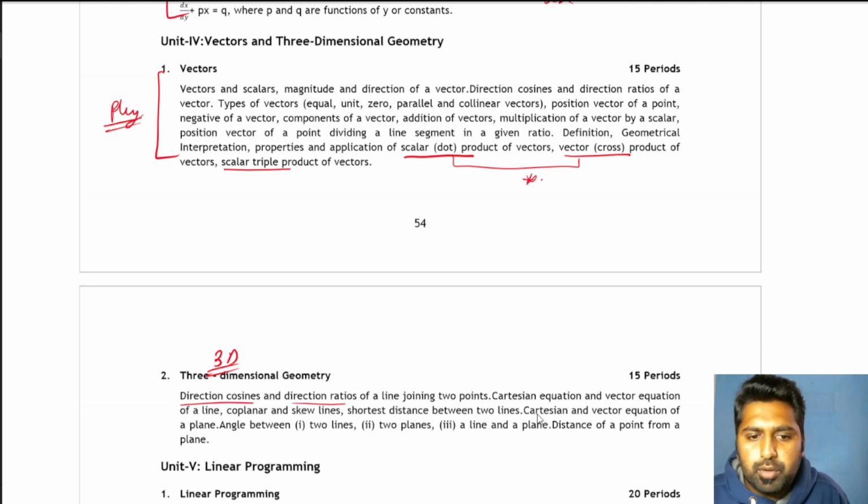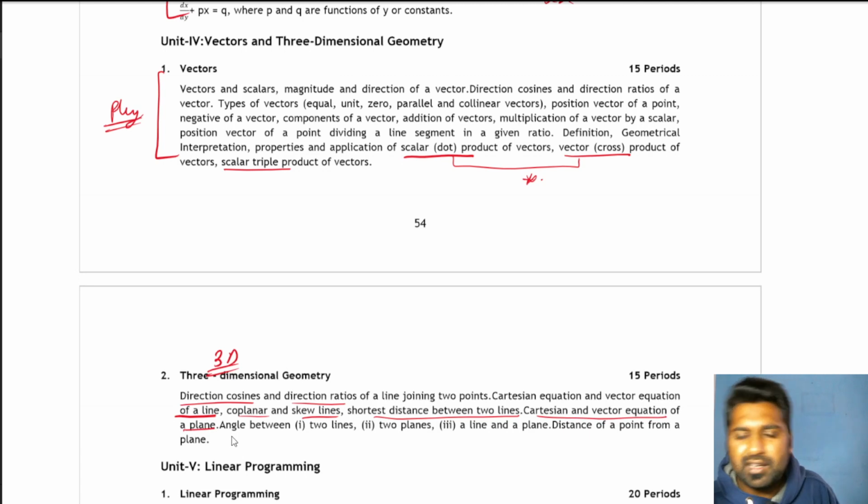More importantly, you'll talk about the equation of a line in 3D. Straight line was done in 11th maths also, but that was in 2D, the XY plane. Now we'll talk about straight lines in 3D. Then different kinds of lines: coplanar, skew lines, and the shortest distance between two lines. Then the Cartesian and vector equation of a plane also.